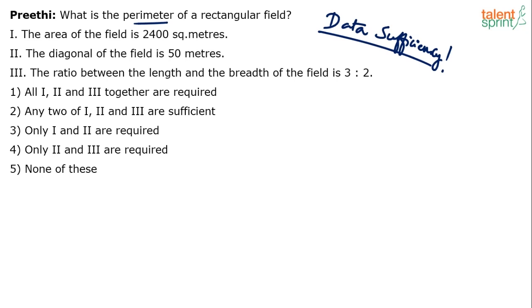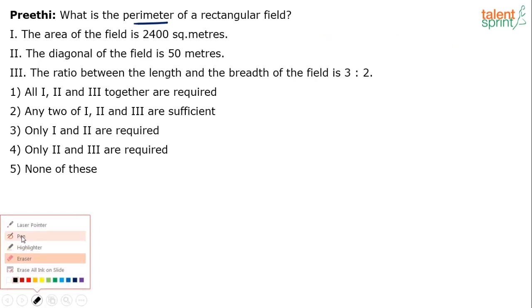Remember that data sufficiency is not about the answer. Data sufficiency is about the data being sufficient to answer or not. So what do I need to find out the perimeter? You know that the perimeter of a rectangle is 2 times (L plus B), where L is the length and B is the breadth.